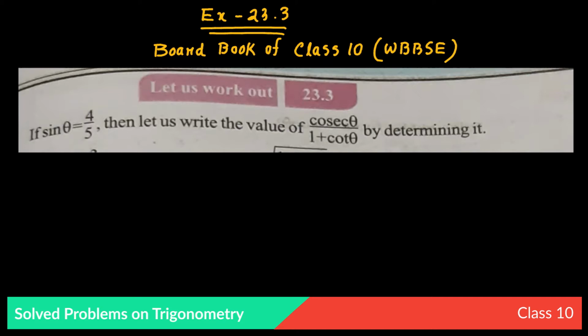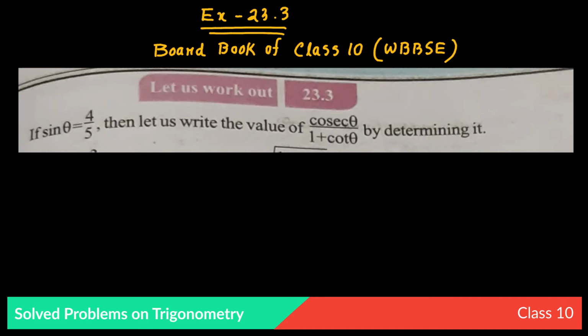So in this class, we will talk about the concept of trigonometry and we will solve exercise number 23.3 of the board book of class 10, that is the board book of West Bengal Board of Secondary Education, WBBSE. That means the portion of trigonometry which is there in class 10. We will solve exercise number 23.3 from the board book.